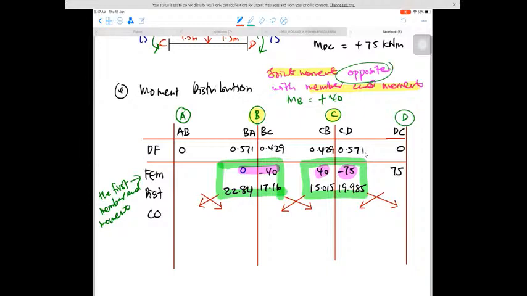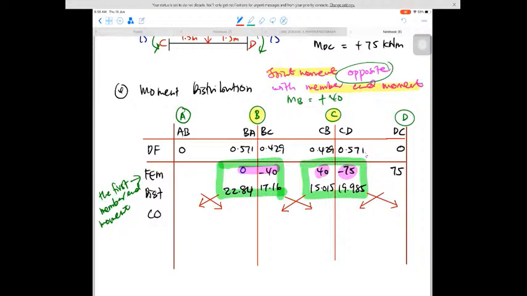Okay, we continue. Remember that there are two processes in the table that we need to do repeatedly. The first one is distribution, the second one is carry over. The process is like this. We carry over to the opposite joint, means A we carry to B, B to A, B to C, C to B, C to D, D to C. We carry over the value by multiplying the value with the factor, and the factor for a fixed end is 0.5.